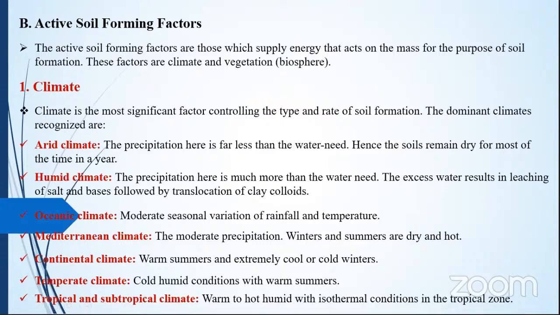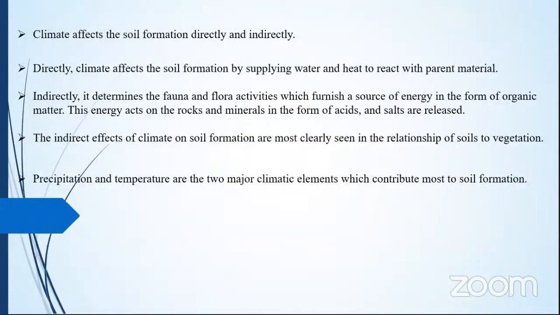And tropical and subtropical climates are warm to hot and humid, with isothermal conditions in the tropical zone. Isothermal means only small thermal variations in the tropical zone. These are the different climatic conditions that prevail, and soil formation will be different in each of them. What are the effects of climate? There are two types: direct effect and indirect effect.